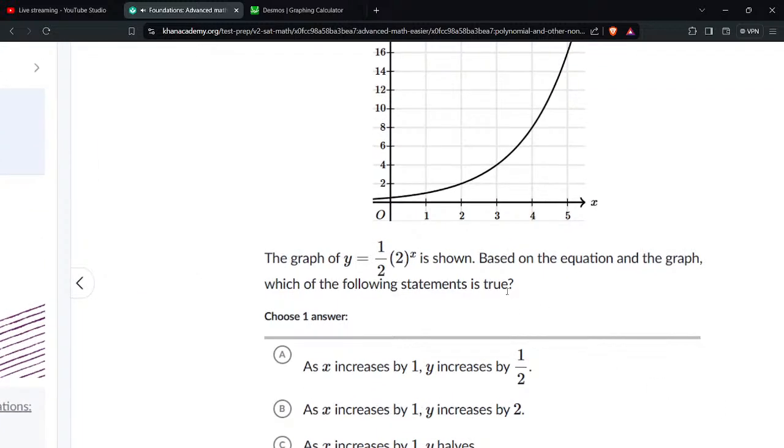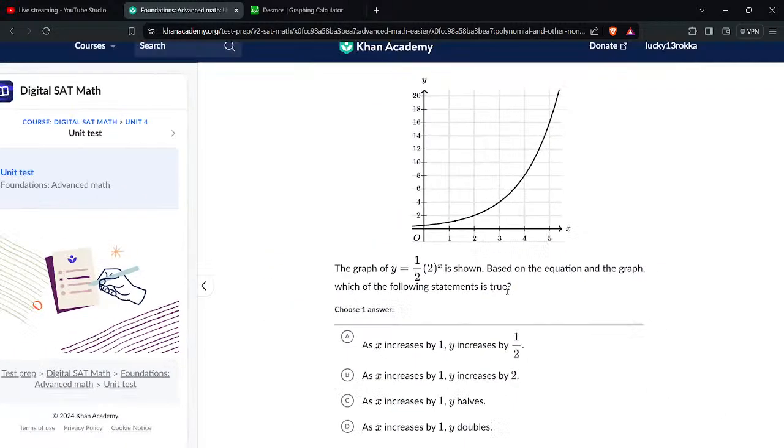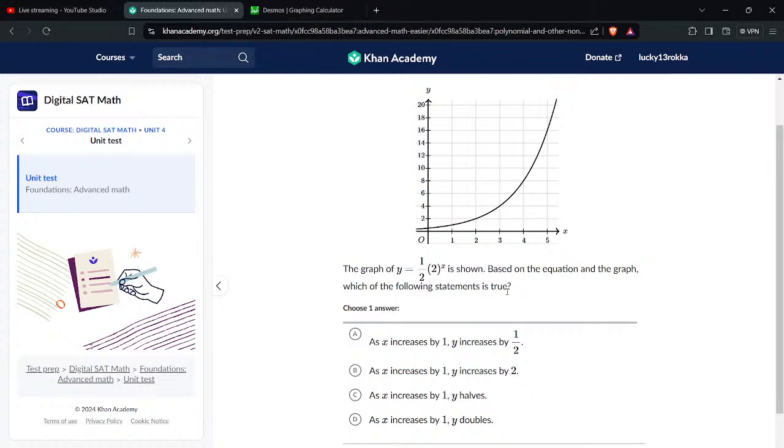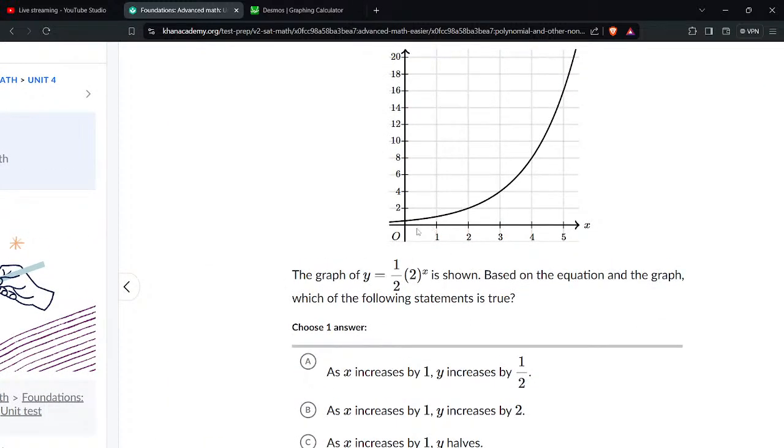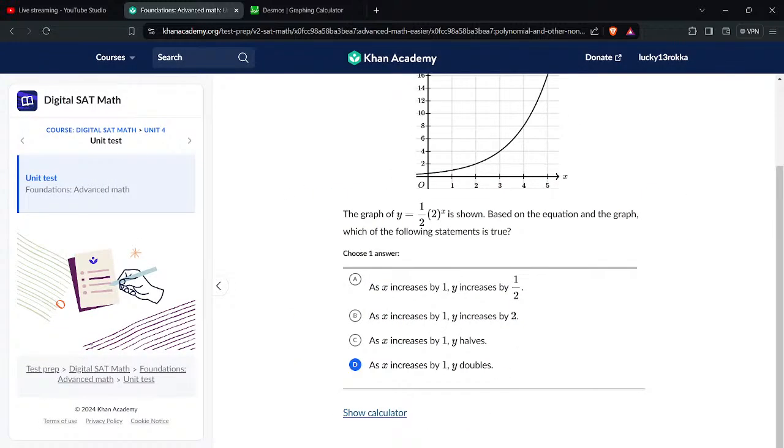The graph is an equation, and the graph is the following statement. As x increases by 1, it increases, right? It doubles. What is doubles? Wait, when x increases by 1, it doubles, right? So it's 2, 4, 8, 16, yeah. This is the third answer.